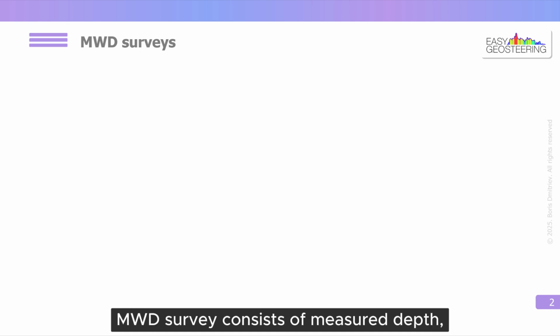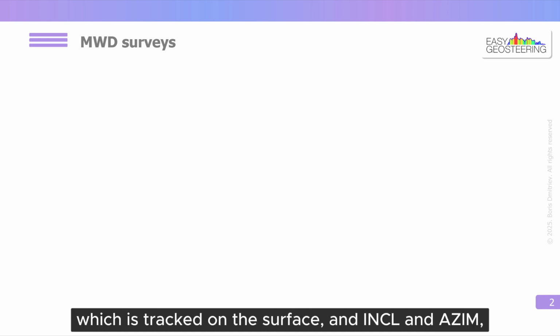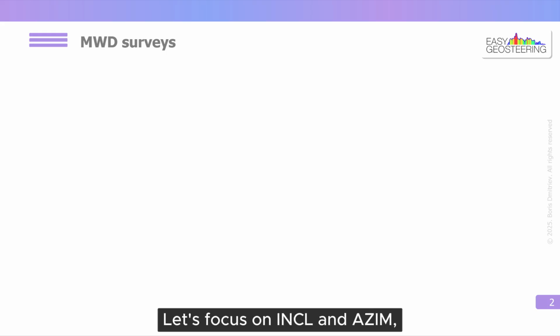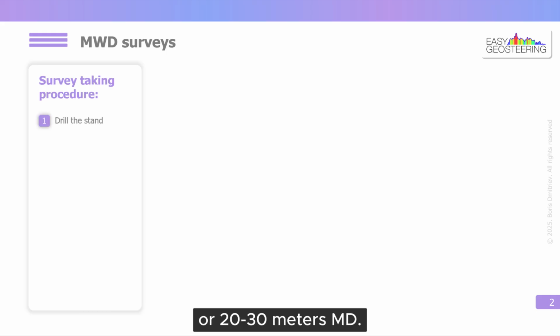As we mentioned in the first video, the MWD survey consists of measured depth, which is tracked on the surface, and inclination and azimuth, which are measured by the downhole tool. Let's focus on inclination and azimuth, starting with the survey procedure. The most common survey frequency is one stand or 20-30 meters MD. However, it can be more frequent, such as every 10 or 15 meters, depending on the survey program for a specific well.